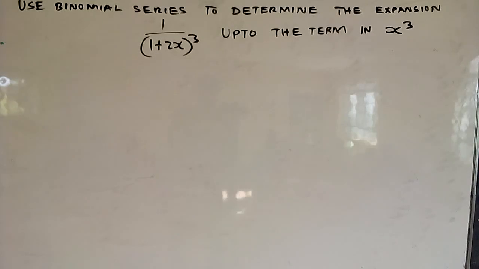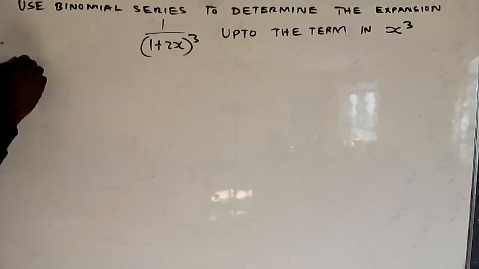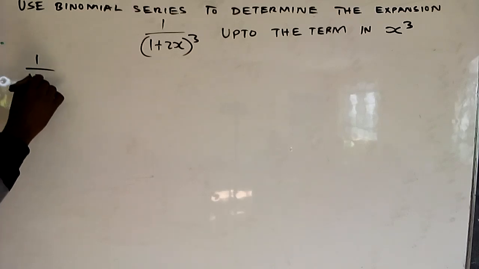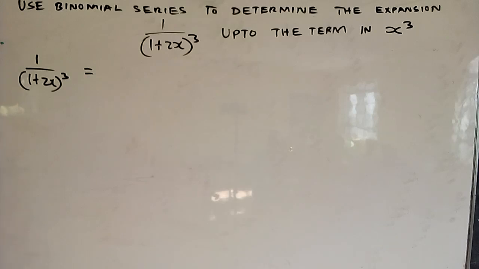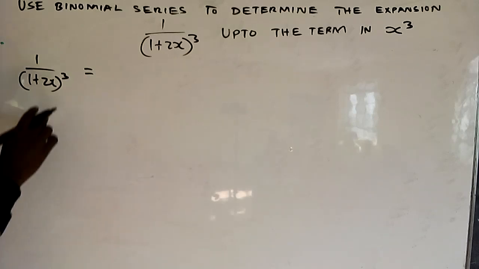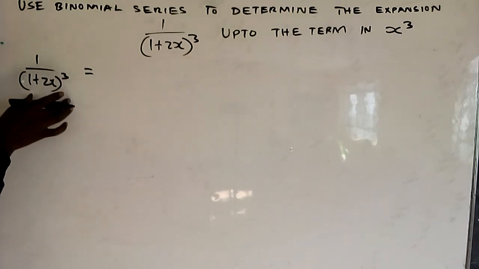Now in this example, use the binomial series to determine the expansion of 1 over (1 plus 2x) raised to the power 3, up to the term in x cubed. So the first thing you do, your binomial expansion is 1 plus 2x raised to the power 3. It must be in standard form, isn't it? So the standard form means this is a reciprocal.